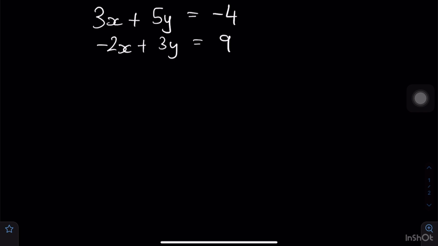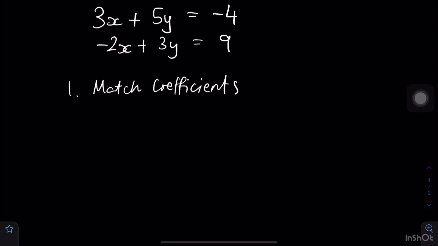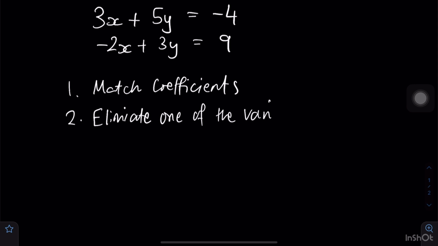For the elimination method, there are 4 key steps that we need to undertake. The first step is to match coefficients. What that means is basically to equate one of the coefficients. If you choose the x coefficient, then you need to get it so that they match, so that you can eliminate it. And that is the second step, which is to eliminate one of the variables. And then it just becomes a regular linear equation, which is relatively simple to solve.